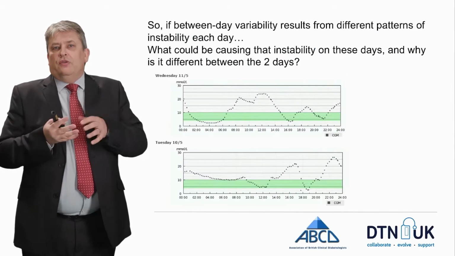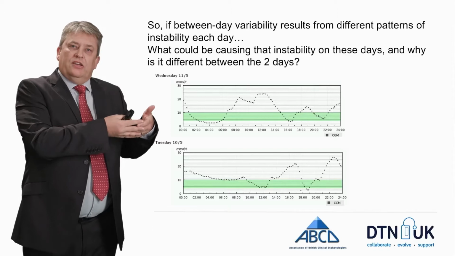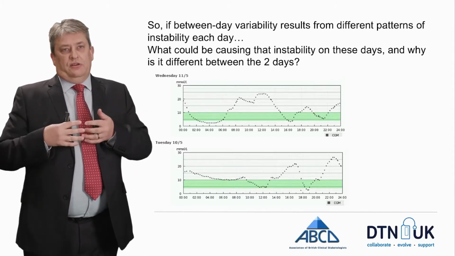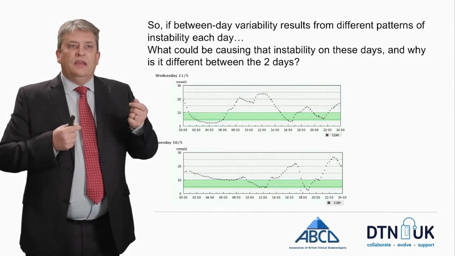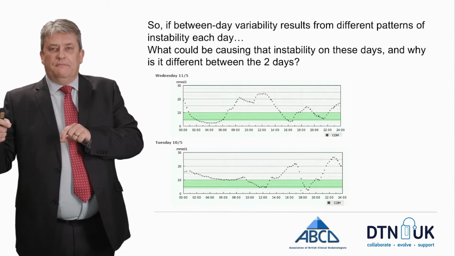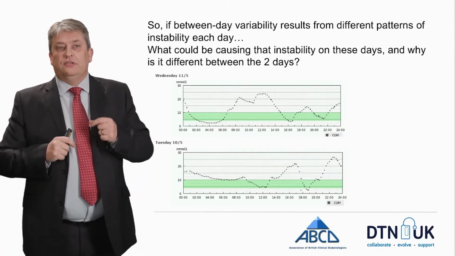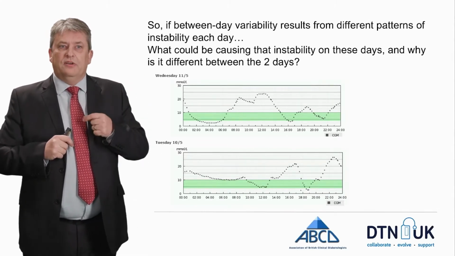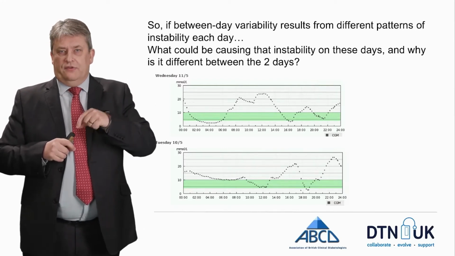So, we know that the overall variability from day to day results from a different pattern of instability occurring each day in someone's experience. So one of the things that we need to look at, and you'll see in many of the videos in this series, is what could cause those instability differences on different days. And of course, we have here 2 days where we can see the pattern of glucose is almost the reciprocal of each other for the same person. And we have to then ask ourselves, well, why is that pattern different on the 2 days?